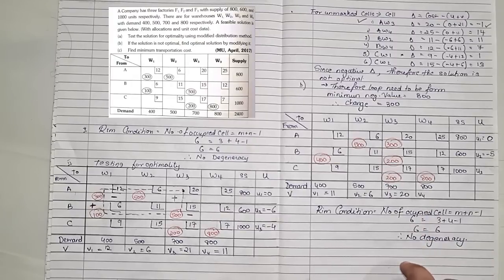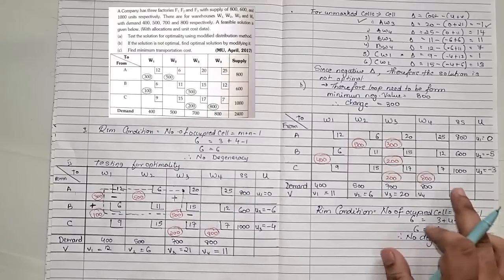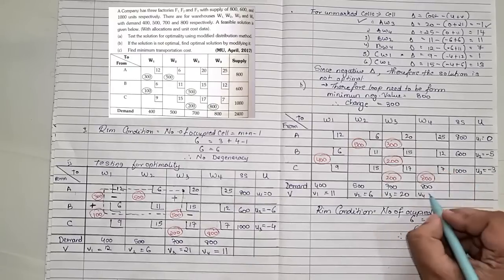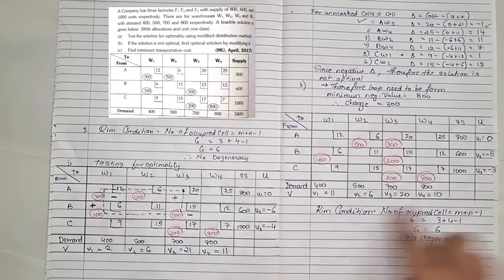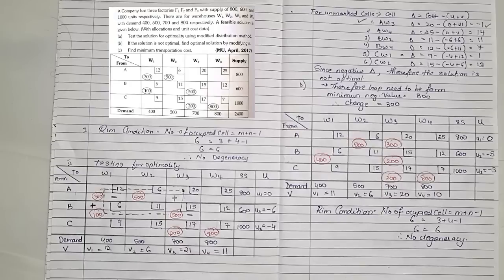Now what else can I find? Now with the help of v3, I can find even u3. So 17 minus 20 is negative 3. And with the help of this, 7 minus negative is plus, so it becomes 10. Okay, so we were able to find u and v. Once we find it, now we'll find for unmarked cells.